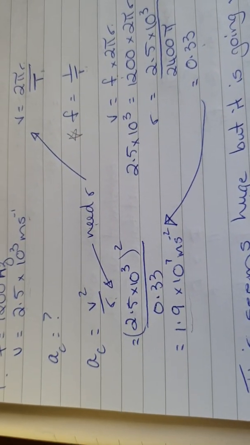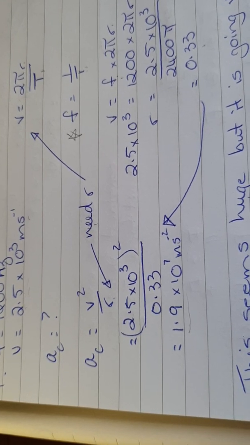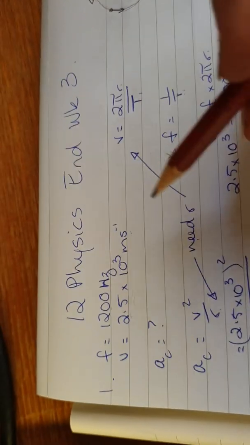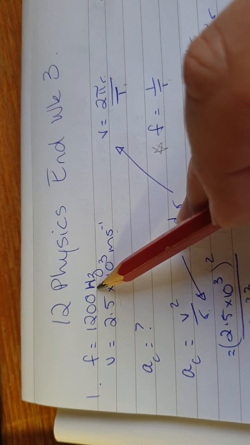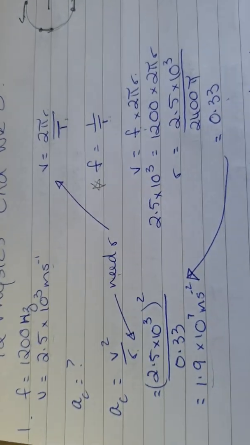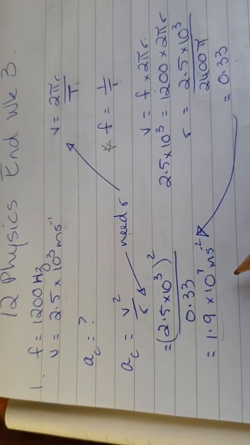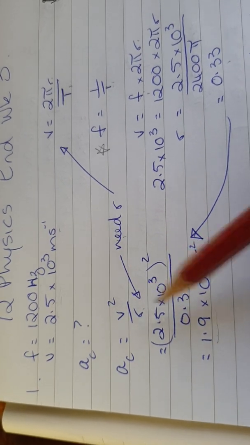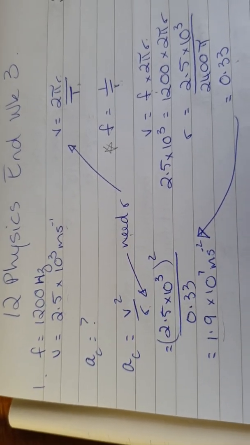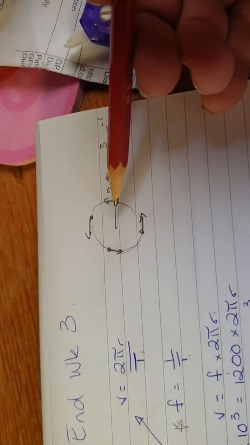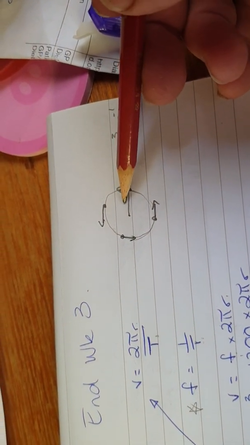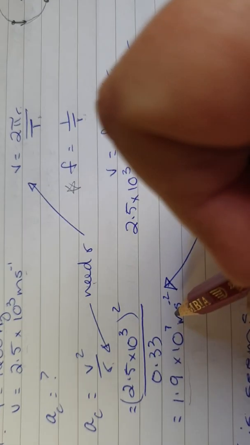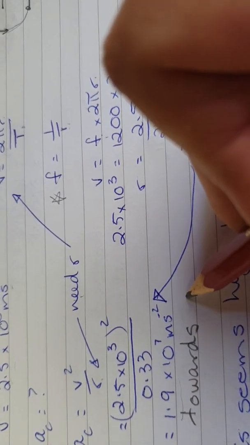Now, that seems really small. Remember, it was going really fast, so that's okay. That's all right. Now, acceleration should have a direction. So it's actually, the force is acting inwards to the center. So that's the direction. So it's 1.9 by 10 to the minus 7 meters per second squared towards the center.